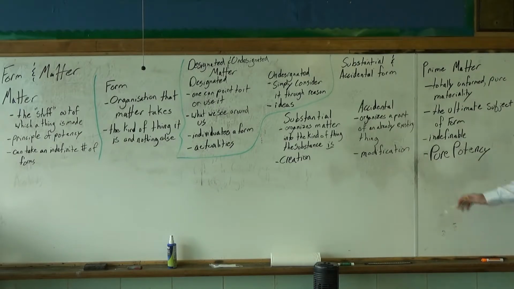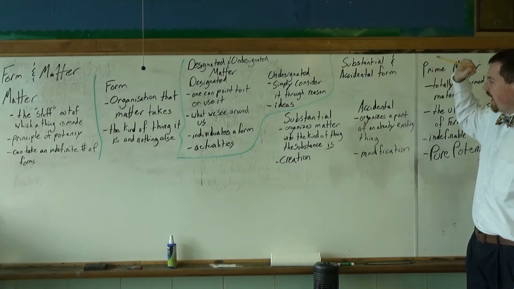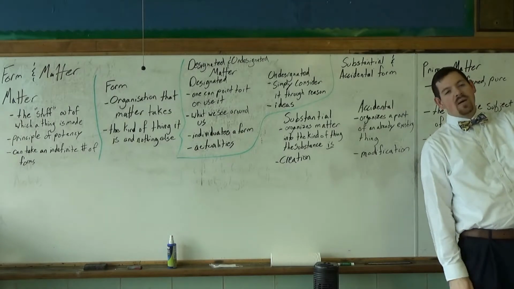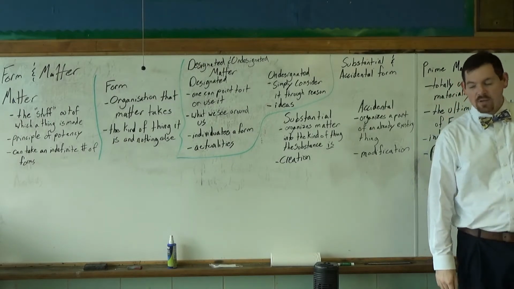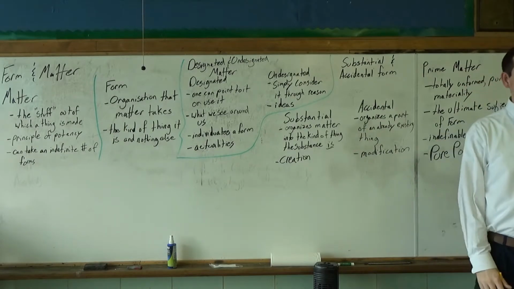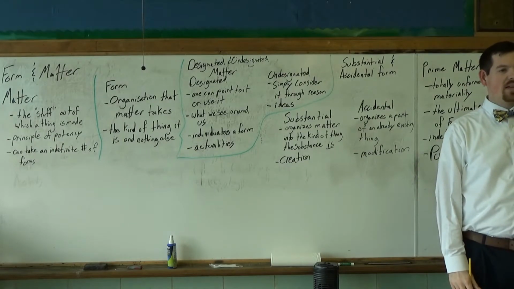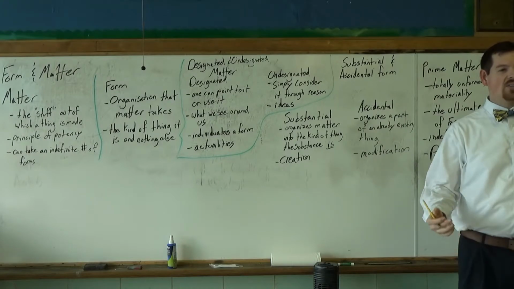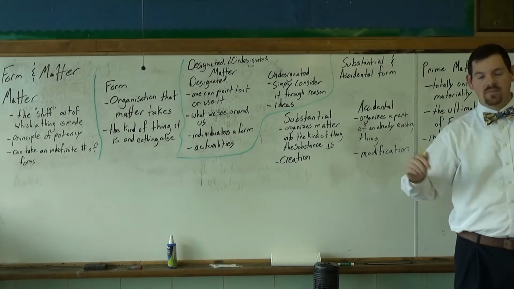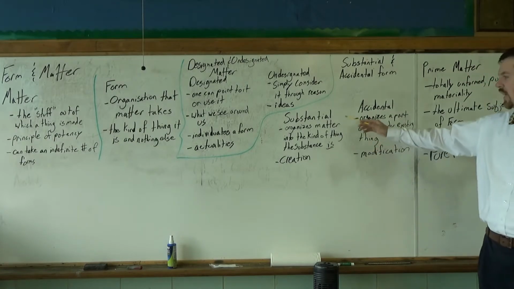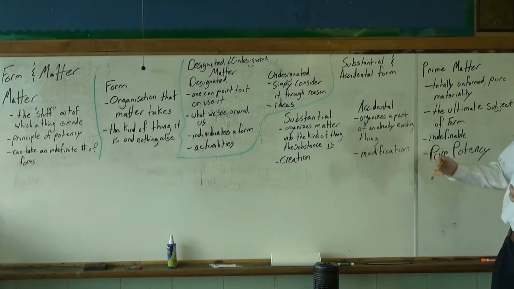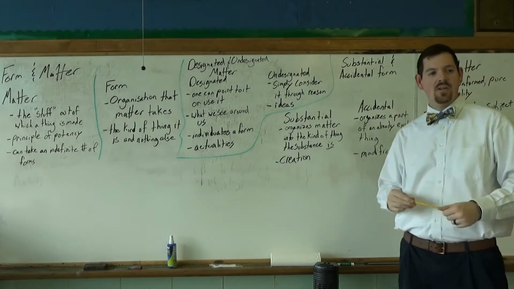Okay? Finally, substantial and accidental form. Yesterday we talked about substance and accidents. Today we're going to talk about substantial and accidental forms. Quick review. Substance is what a thing is, right? Accidents are the characteristics of the thing, right? Okay. So, substantial form organizes matter into the kind of thing that the substance is, right?